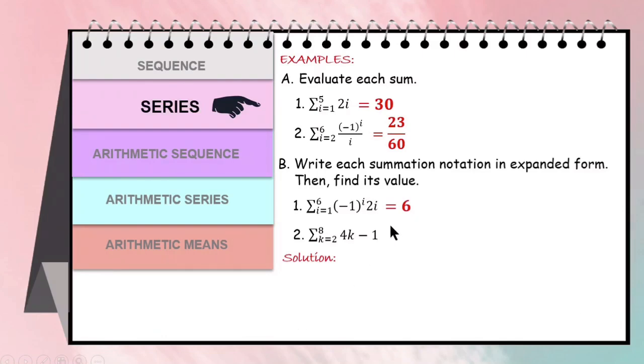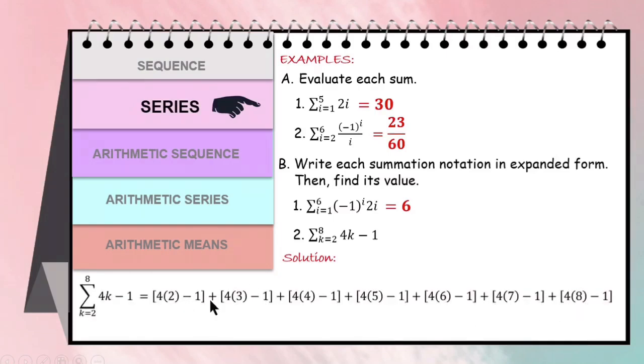For number 2, the sum of 4k minus 1 as k goes from 2 to 8. The lower limit is 2 and the upper limit is 8. So replace k by 2 up to 8 and find the sum. 4 times 2 is 8, minus 1 is 7, plus 4 times 3 is 12, minus 1 is 11, plus 4 times 4 is 16, minus 1 is 15, plus 4 times 5 is 20, minus 1 is 19, plus 4 times 6 is 24, minus 1 is 23, plus 4 times 7 is 28, minus 1 is 27, plus 4 times 8 is 32, minus 1 is 31. And 7 plus 11 plus 15 plus 19 plus 23 plus 27 plus 31 is equal to 133.